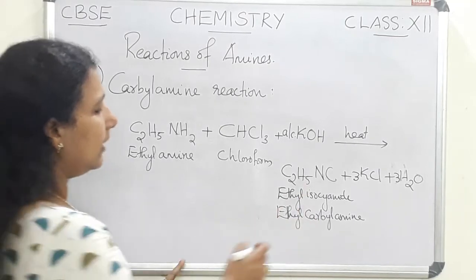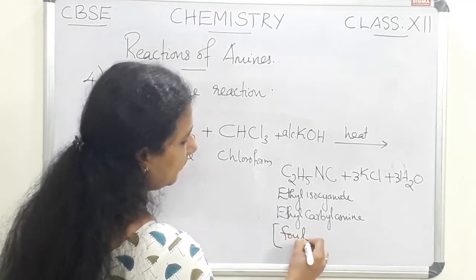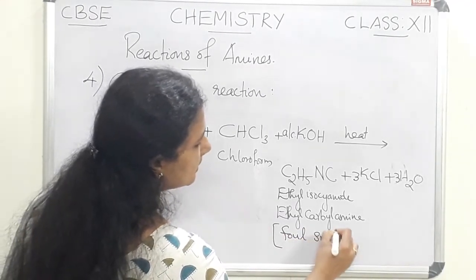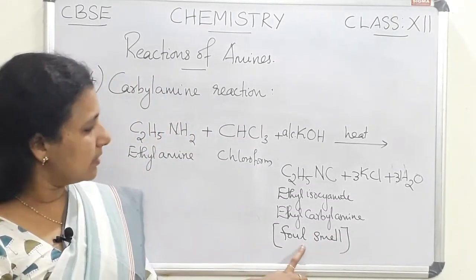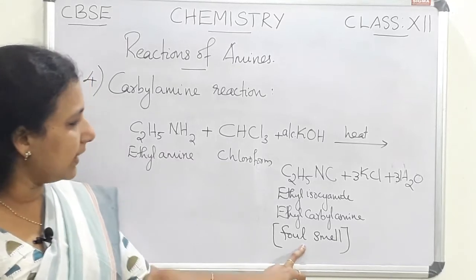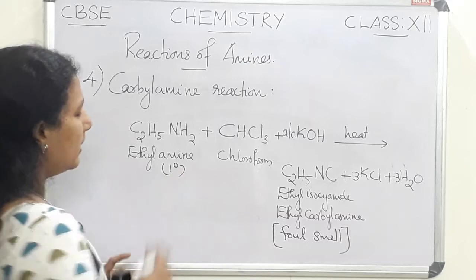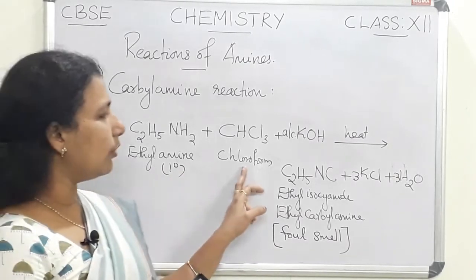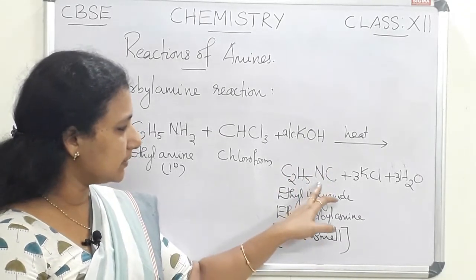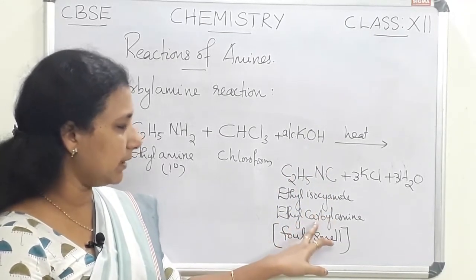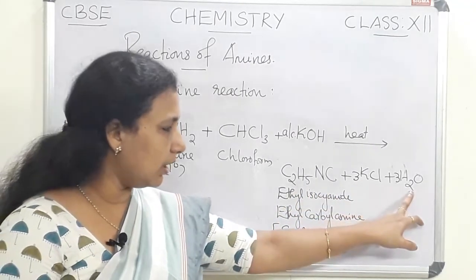This carbylamine has a foul smell, an extremely unpleasant smell. This is the identification of this product. So while identifying the foul smell, we can say that we have taken a primary amine. So a primary amine reacts with chloroform in presence of a base, that is KOH, and produces isocyanide or carbylamine. Here ethyl isocyanide is formed. KCl and H2O are the byproducts.